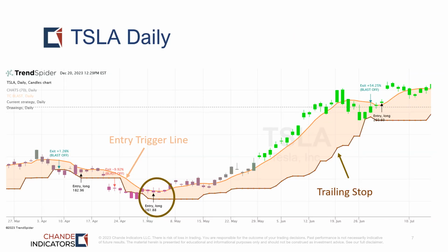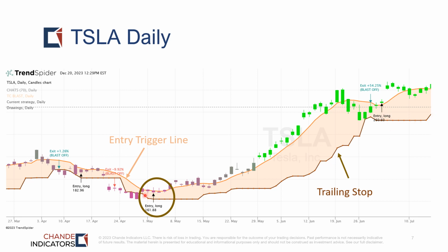This is the daily data for Tesla. We are applying the BLAST indicator, but here we have slightly tweaked the rules to show you that we are getting an entry after a high above the trigger line rather than a low above the trigger line. So weakness, high above the trigger line, entry the next day, and now we're using the trend following exit.